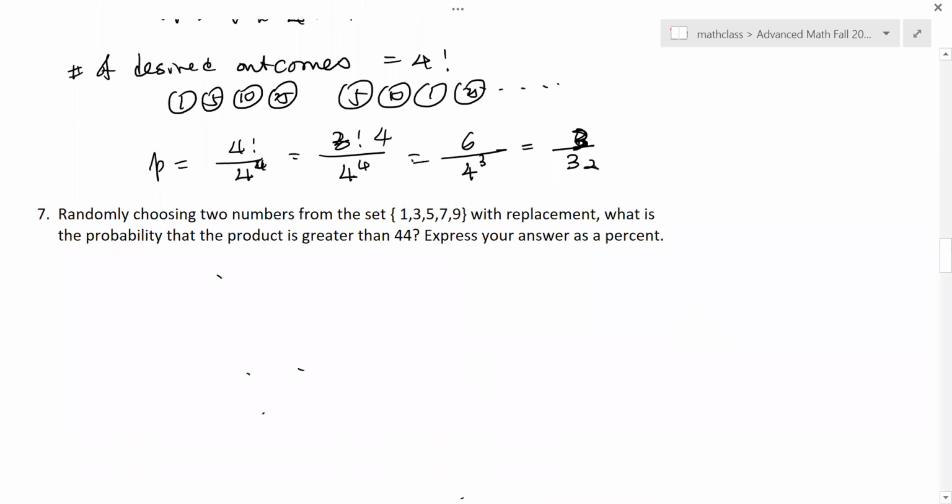All right, our next problem is randomly choosing 2 numbers from the set 1, 3, 5, 7, 9 with replacement. That means you can use any of these digits as many times as you want. So what is the probability that the product is greater than 44? How many numbers are you going to pick? You're going to pick 2 numbers. Does the order count? No, I don't think so. It just says choose 2 numbers, choose a pair of numbers.